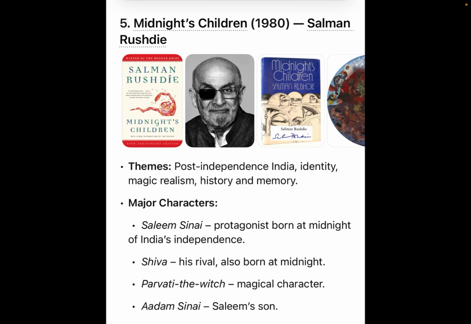So this is it about this work, and you have to remember some of the major characters of this work, like Salim Sinai, who is the protagonist, and he was born at midnight of independence. And we have Shiva, his rival. He was also a midnight child, I mean. And then we have Parvati the witch. She is a magical character. And then we have Adam Sinai, right, who is the son of Salim, right? So this is what you have to remember about Midnight's Children, written by Salman Rushdie.